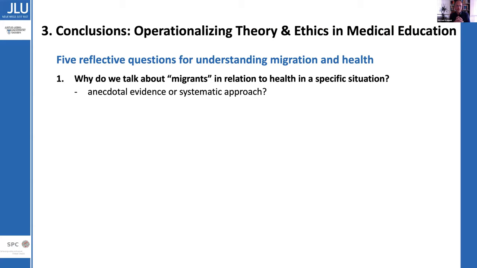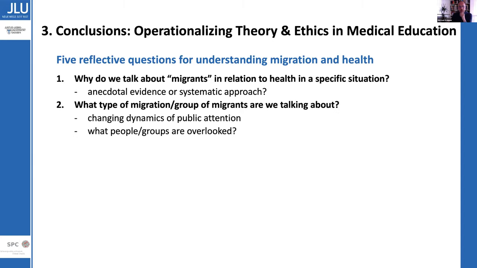But the first question I always ask is, why do we talk about migrants in relation to health in a specific situation? We currently had the observation of this high number of migrants on the intensive care units. And why, and in what way, do we start talking about migrants in this context? And what is our notion about migrants in this context? Is this anecdotal evidence only, or is it a systematic approach that does not only look at the migrants, but at all the people and compares to others, including all migrant groups, for example?